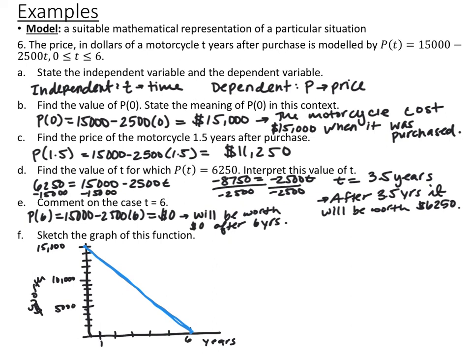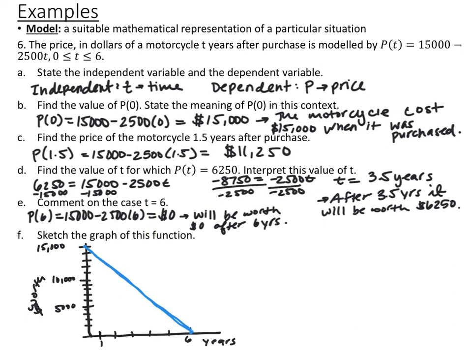Find the value of t for which P(t) equals 6,250. So I plugged 6,250 in for P(t), and I solved for t. I subtracted 15,000 and then divided by -2,500 from both sides and got t to be 3.5 years. So after 3.5 years, it'll be worth $6,250.